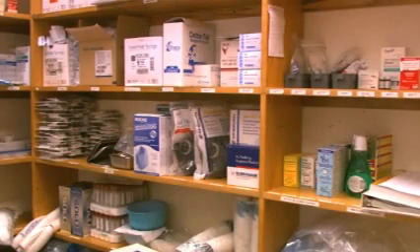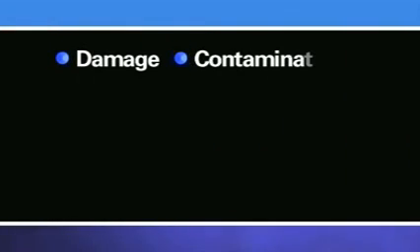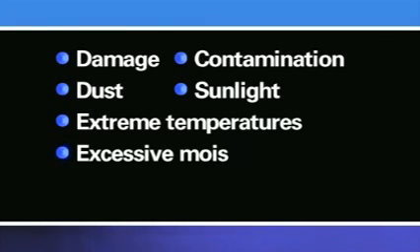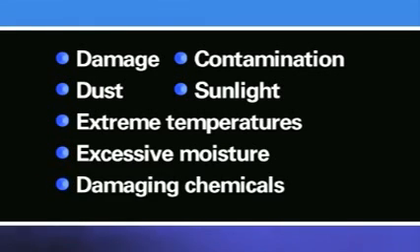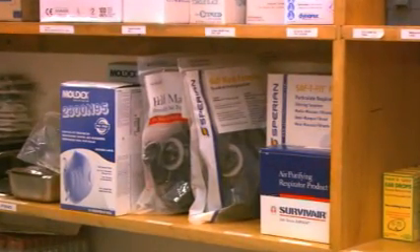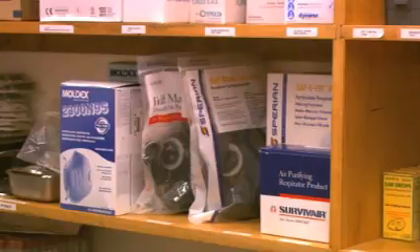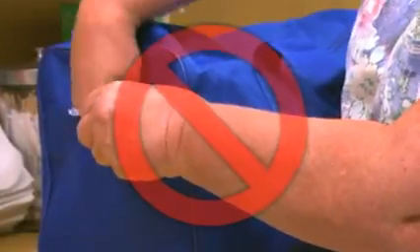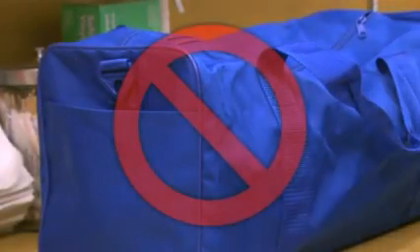It is also important for respirators to be stored properly to protect them from damage, contamination, dust, sunlight, extreme temperatures, excessive moisture, and damaging chemicals. In addition, they must be stored to prevent the facepiece and exhalation valve from being damaged. Avoid carrying a cup-shaped filtering facepiece respirator in your pocket or in a bag. This could crush or distort its shape and prevent the respirator from sealing tightly to your face, thus compromising your protection.